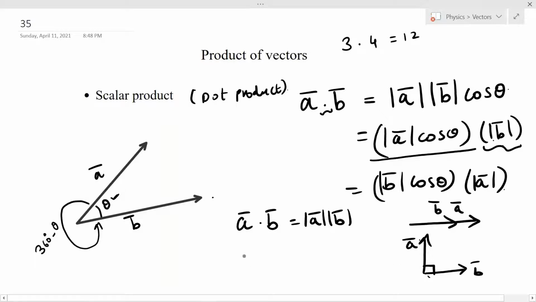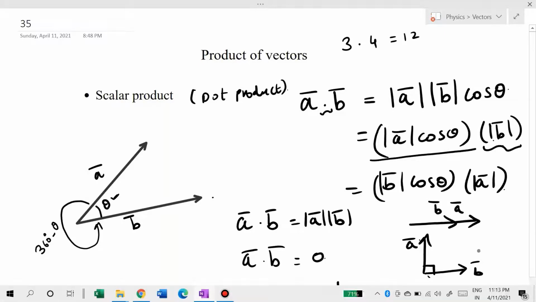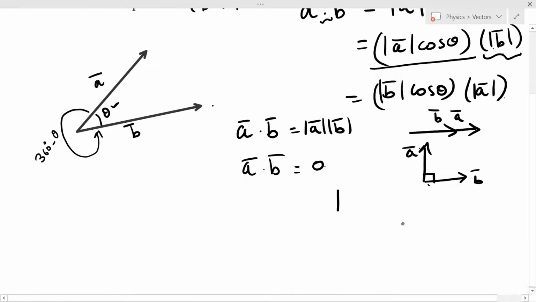Then the dot product will be 0, that is cos 90 is 0, and hence the dot product will be 0. You can see it like this: there is no projection of the vector a bar along vector b bar and vice versa, and there is no shadow at all of vector a bar along vector b bar, and hence its magnitude is 0. Sorry, the dot product is 0.